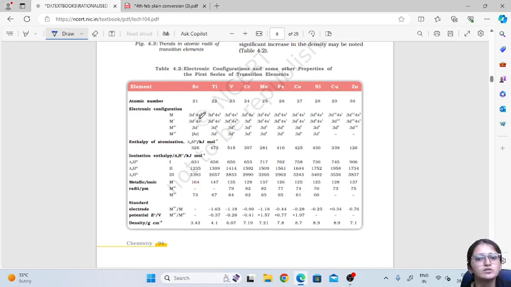So here the outermost electron is from the s orbital. To remove it from the s orbital is not that easy because it is fully filled, but you can remove the electron, and removing the second electron will be easier because here we have only one electron in the s orbital.